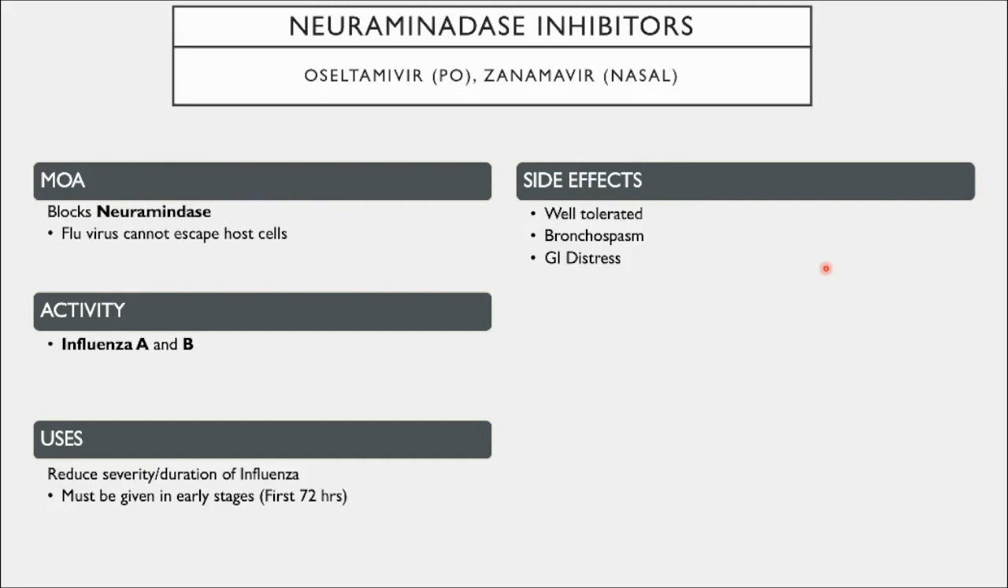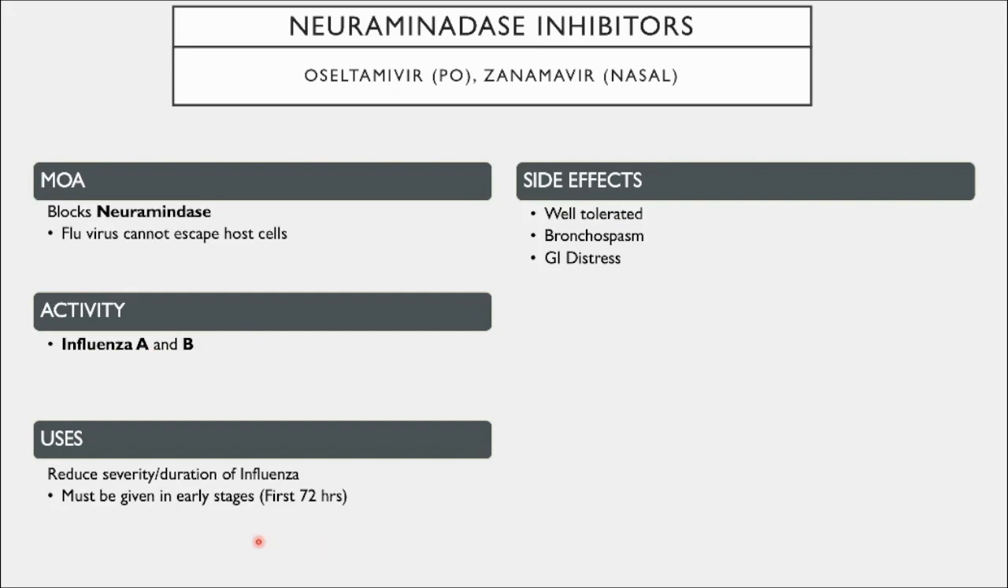Neuraminidase inhibitors, this is Tamiflu, so oseltamivir, it's the PO form. These block neuraminidase, which are glycoproteins on the surface of influenza viruses that allow them to escape the host cell. So if you cleave neuraminidase, it's no longer able to escape. So it's able to replicate normally, but it then is stuck in whatever the host cell is. So it has activity against influenza A and B.